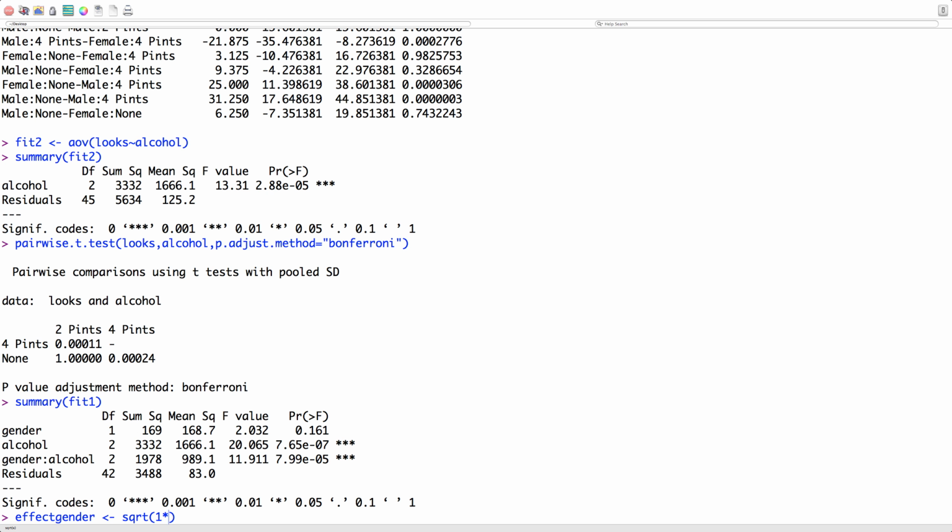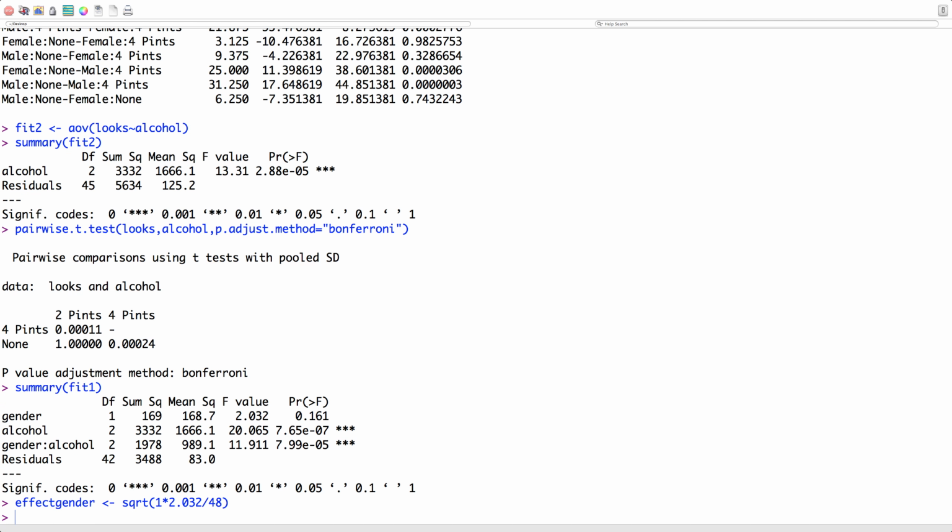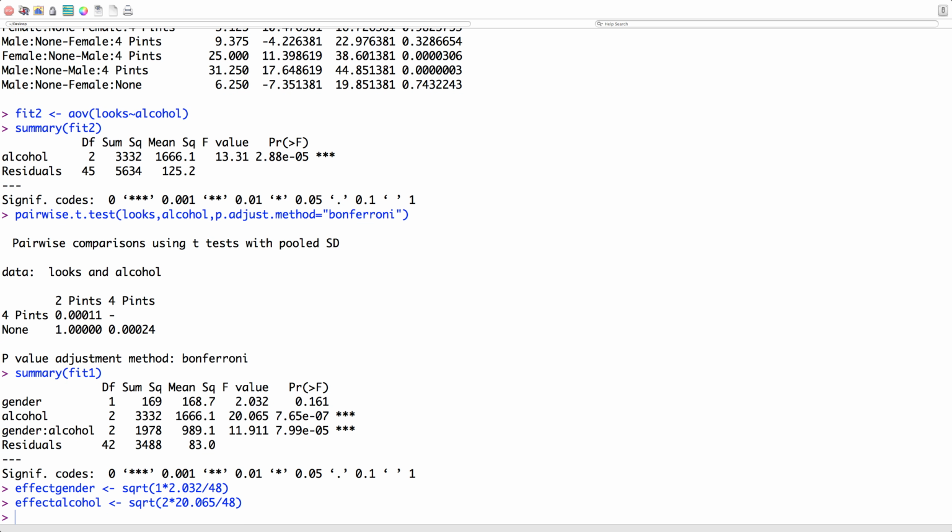Times the F statistic, which is 2.032, divided by the overall sample size, which is 48. Guys, my effect for alcohol is the square root of the degrees of freedom times the F statistic divided by the degrees of freedom.